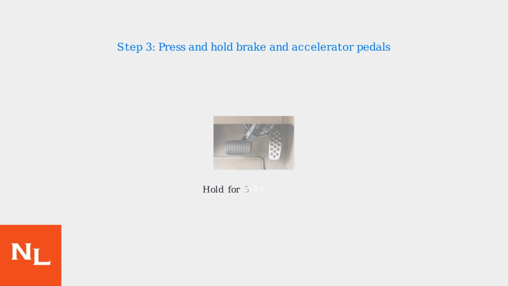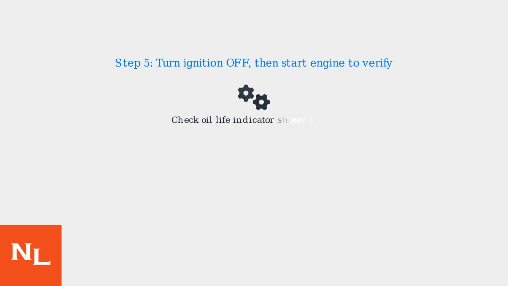Now, simultaneously press and hold both the brake pedal and the accelerator pedal. Keep them pressed for 5 to 10 seconds while the system processes the reset. Listen for a chime or look for a confirmation message on the dashboard indicating the oil life has been reset to 100%. Finally, turn the ignition off completely, then start the engine. Verify that the oil life indicator now displays 100% to confirm the reset was successful.